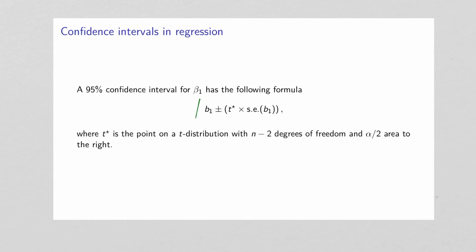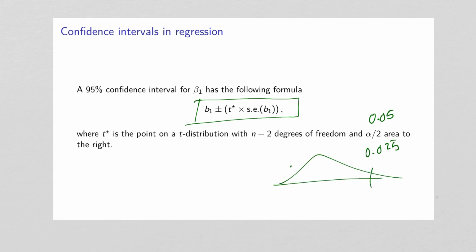A 95% confidence interval looks pretty familiar, right? The point on the t-distribution with n minus 2 degrees of freedom and alpha divided by 2 area to the right. Alpha is 0.05 usually. Alpha divided by 2 is 0.025. Again, 0.025 is the area under the curve. This is your t.